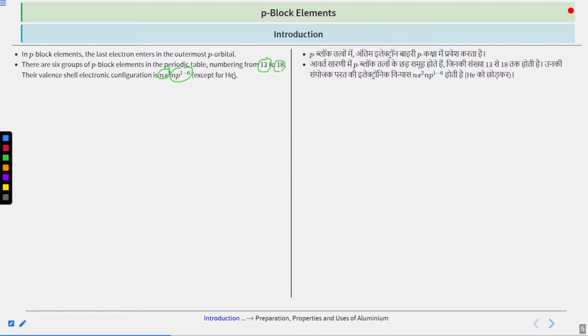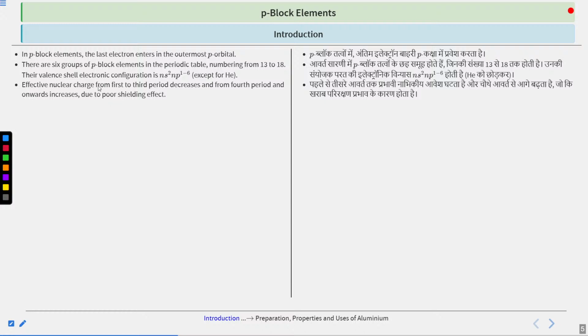Now helium is not in that section. Although it falls in the 18th group, it is still not a p block element because its last electron is going to the s orbital. Its configuration is 1s2, so its last electron is going to the s orbital of the first shell.